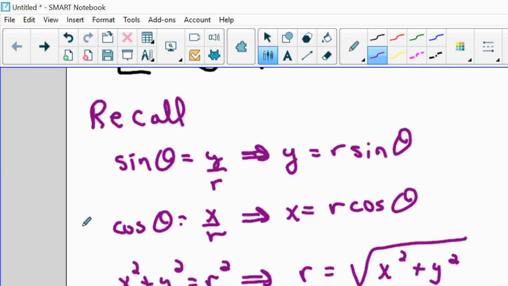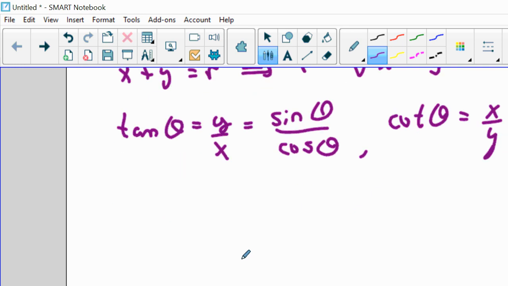And of course we know tangent theta is y over x, but it's also sine theta divided by cosine theta. And similarly, cotangent of theta equals x over y equals cosine theta over sine theta. And not forgetting the reciprocals of sine, which is cosecant theta is r over y, and secant theta, the reciprocal of cosine, is r over x.